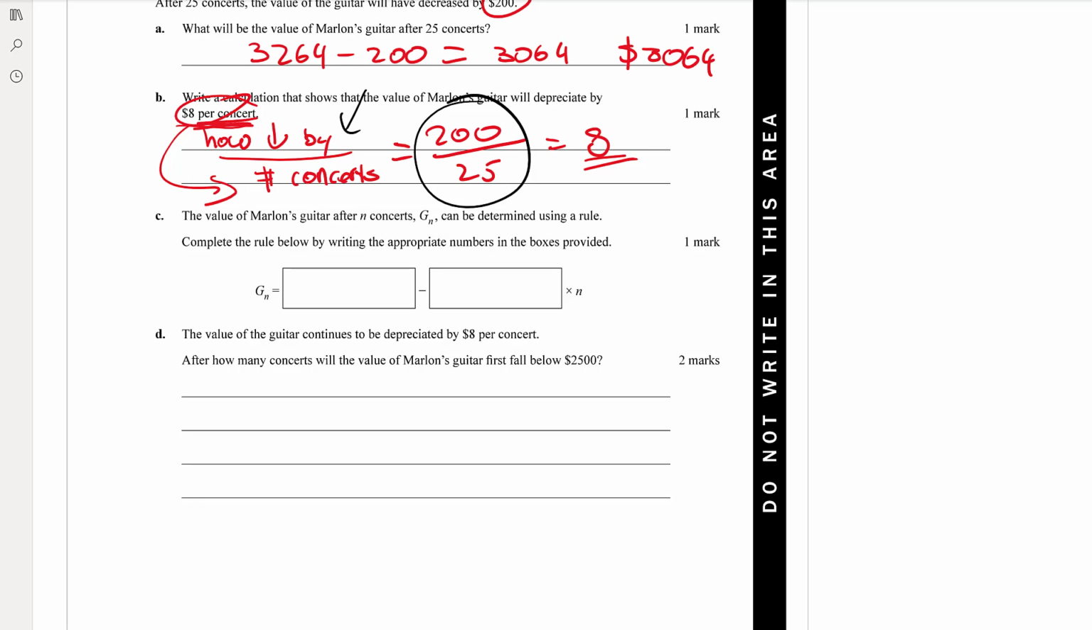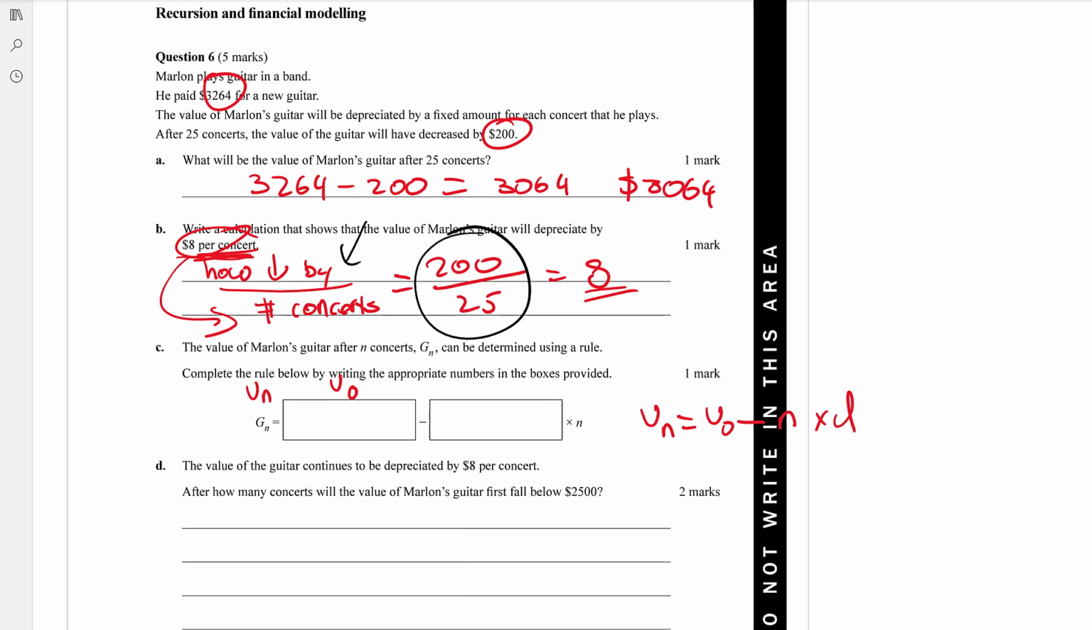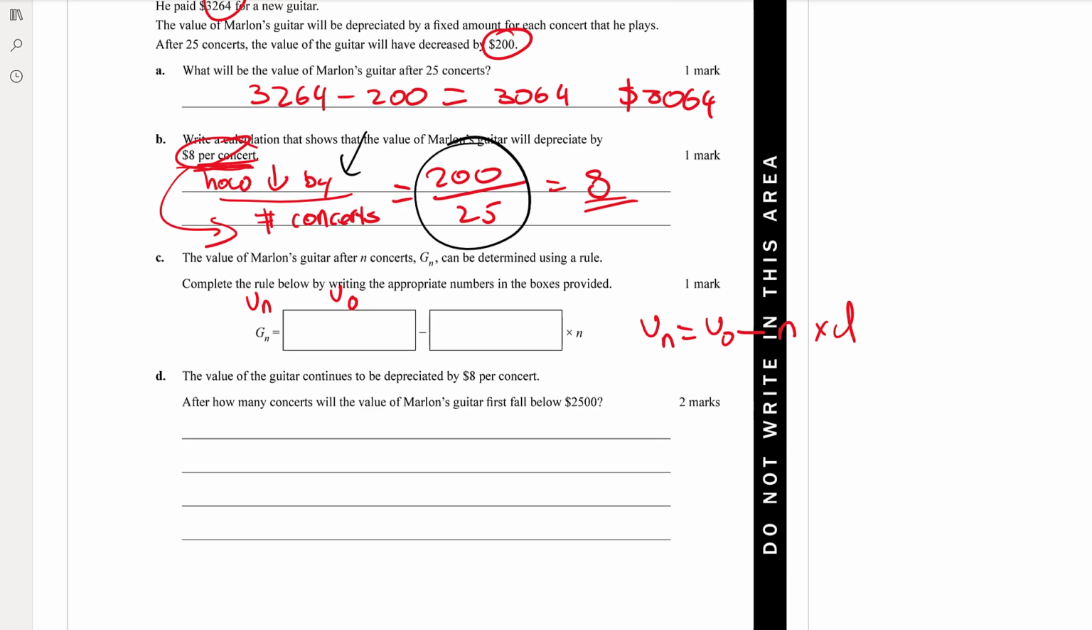The value of the guitar after n concerts can be determined using a rule. Complete the rule by writing the appropriate numbers in the boxes provided. Basically this comes to the formula which you possibly would have seen. It goes Vn equals V0 minus n times d, where in this case that's our Vn. This value here would be our V0. Now, if we're looking at the numbers here, that V0 is this. This is basically G0, which is our equivalent to this part.